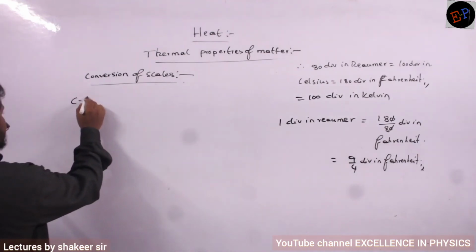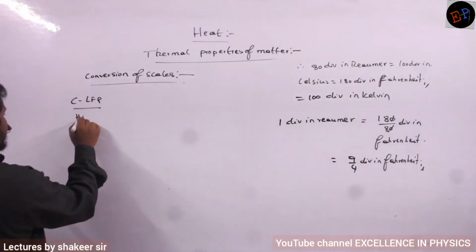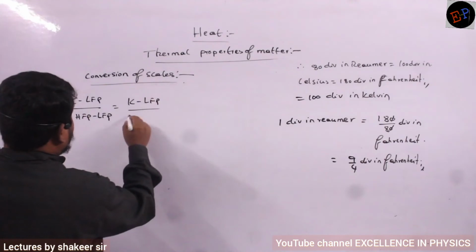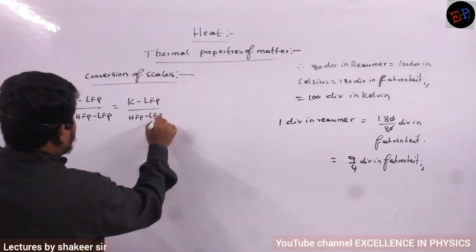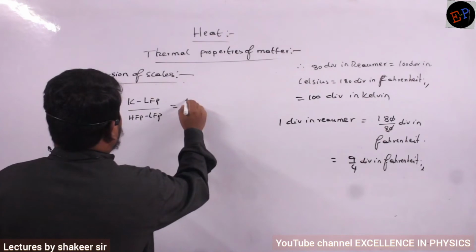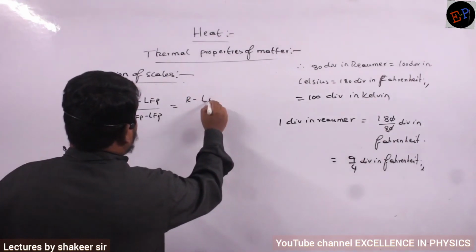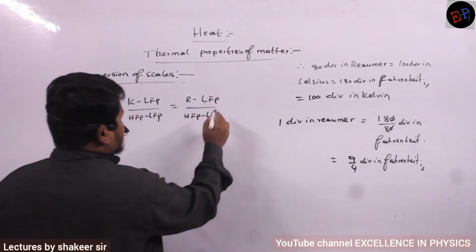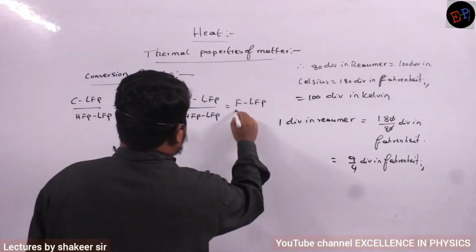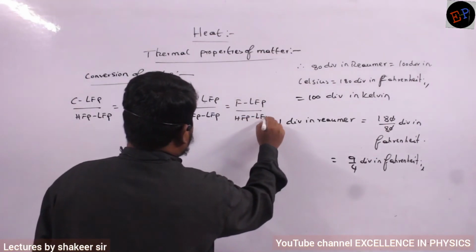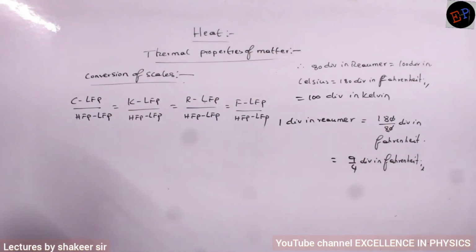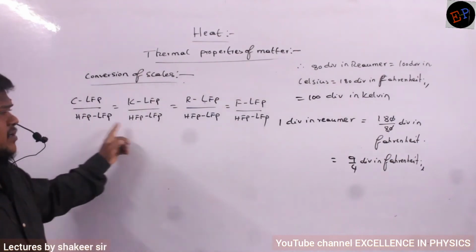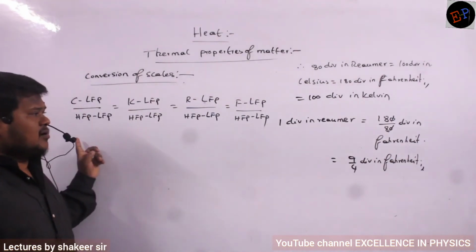I can write (C minus lower fixed point) divided by (HFP minus LFP) is equal to (K minus LFP) divided by (HFP minus LFP). So this is equal to (R minus 0), that is (R minus LFP) divided by (HFP minus LFP). So this is equal to (F minus LFP) divided by (HFP minus LFP). This is the formula which I have to use. Not only these 4 scales, any scale you can write in this format. You can equate all of them.